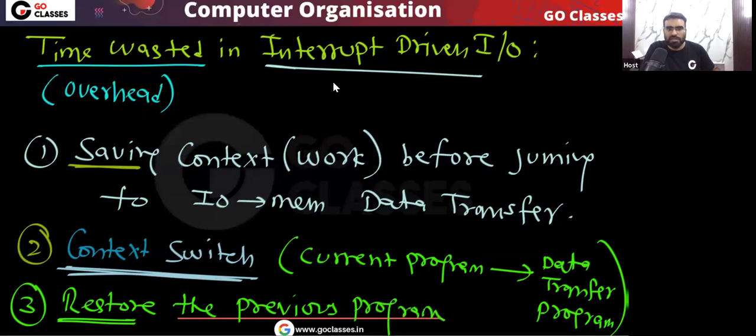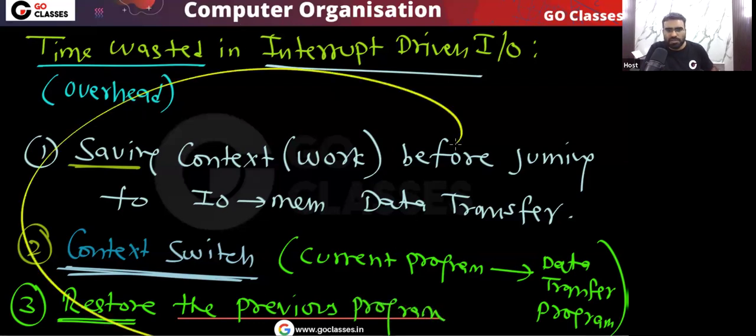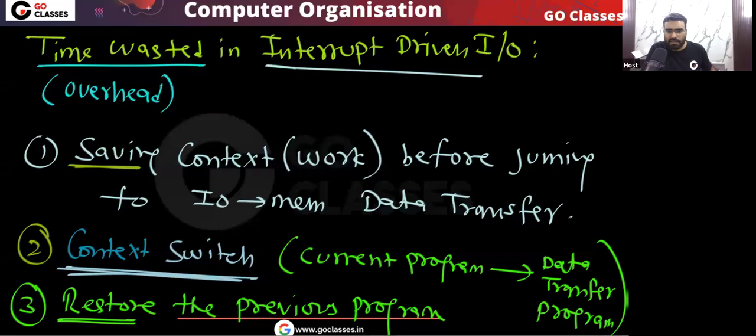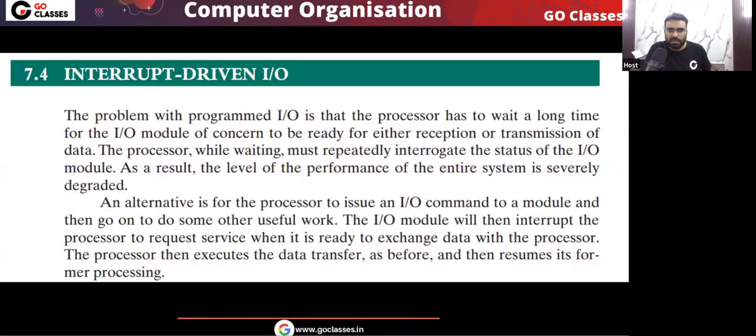Okay. So this is the idea. Very simple. This is the waste of time. Other than that, there is no waste of time. Very simple. So we have seen what is interrupt driven IO. See this diagram. This diagram will explain everything that we have seen.